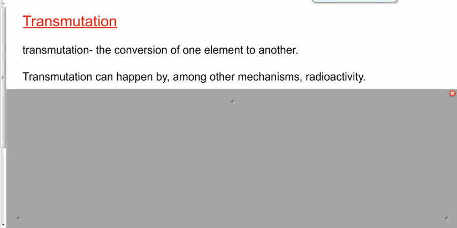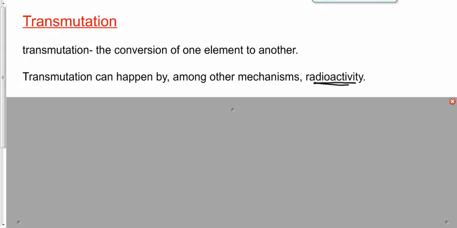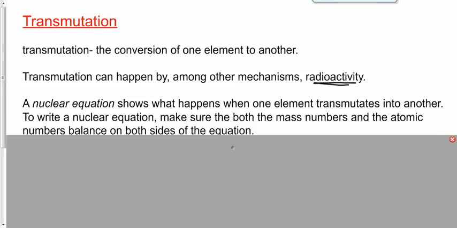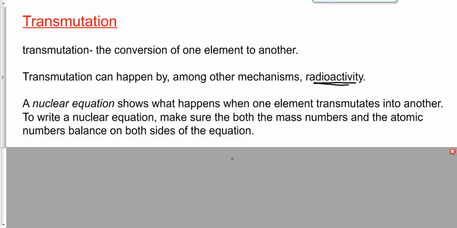So is nuclear fission, which we'll talk about real soon. Nuclear fusion. Something called artificial transmutation. All of those are ways in which transmutation can occur, but we focus, of course, at least right now, on radioactivity. We're going to write nuclear equations, or sometimes we call them transmutation equations, that are a little bit like chemical equations.